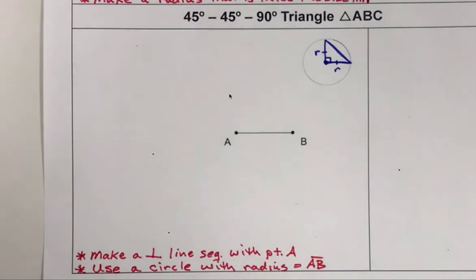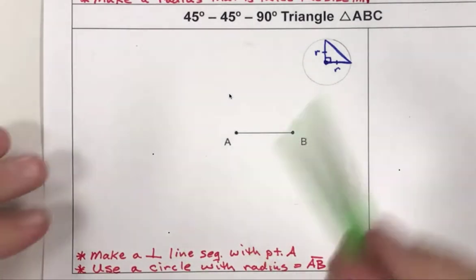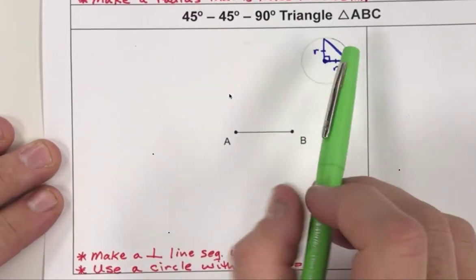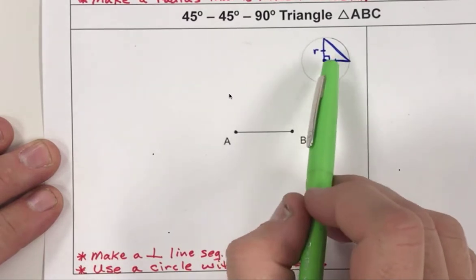All right, this video is going to walk you through how to make a 45, 45, 90 triangle. The idea or the game plan behind a right triangle that's going to have 45, 45, 90 is that two sides are always the same length, and those two sides we'll use as our strategy as being the radius of a circle.